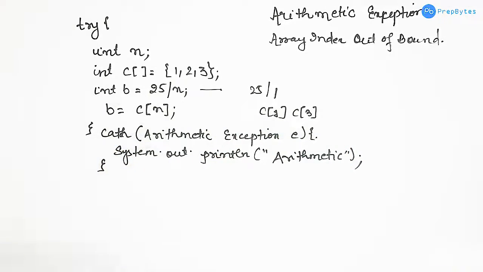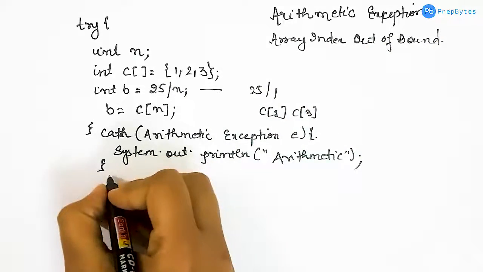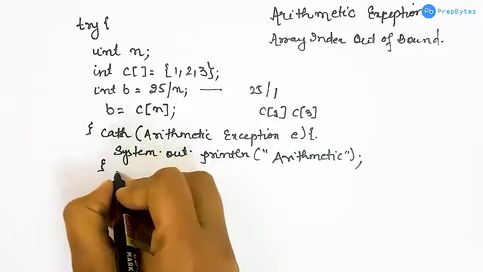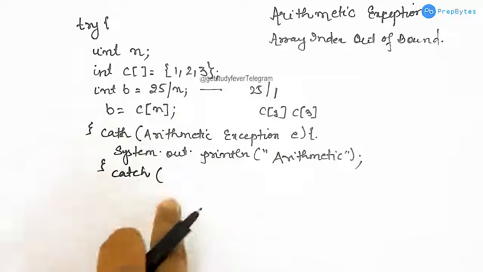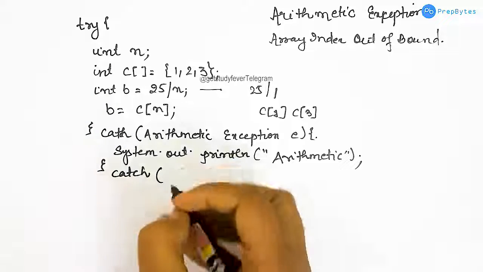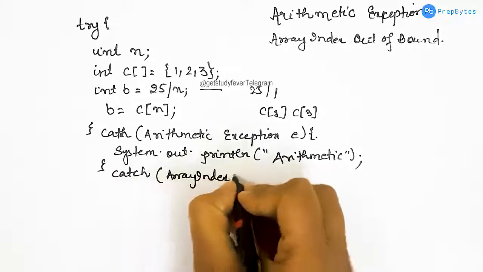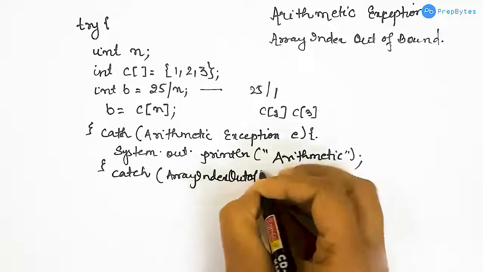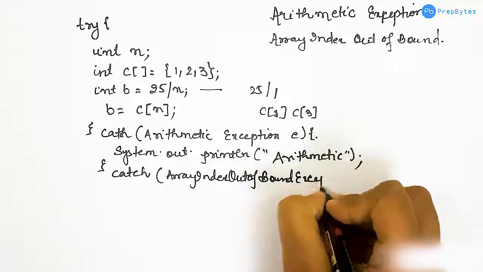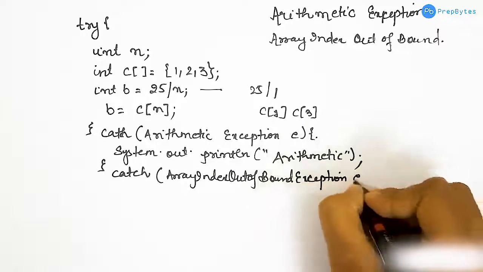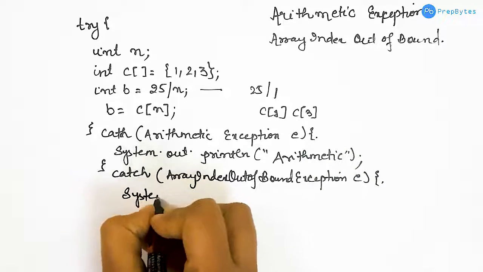Now I can have a different catch block for array index out of bound exception. After this catch block is finished, we can have a different catch. Again in this we will write what is the exception that we are handling. We are handling array index out of bound exception e, and let's say I'm printing it.